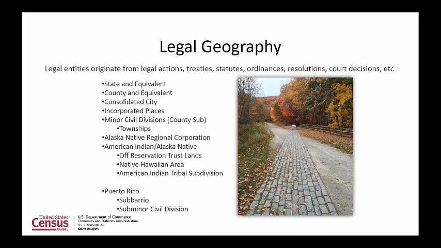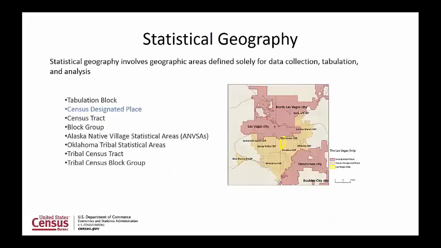And then we have our tribal areas, Alaska Native Regional Corporations in Alaska. We have the reservation areas, off-reservation trust lands. Those are all defined by some kind of legal documentation. And then we have our Native Hawaiian areas. Tribal subdivisions: some reservations subdivide further, and their tribal governments may subdivide the reservation. It's kind of like if you think of the reservation as the nation, the tribal divisions would be the states. And then we have our areas in Puerto Rico as well. I don't need to spend too much time on that.